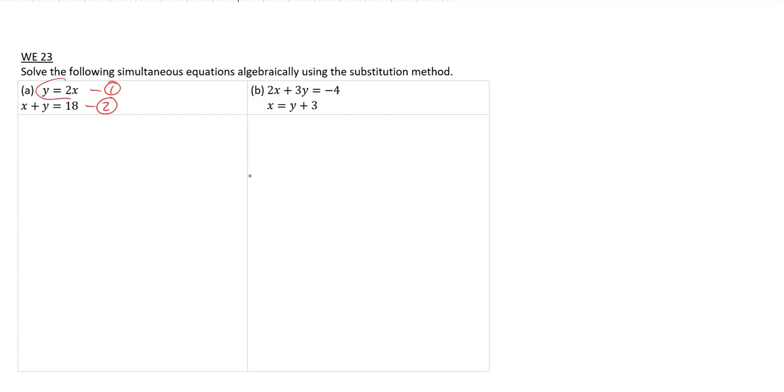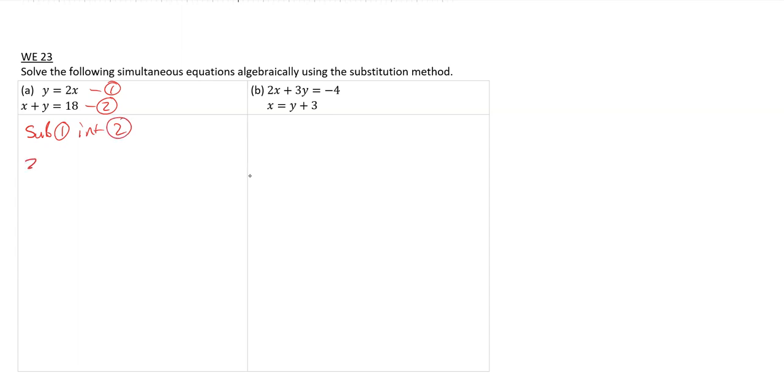Now, what do I know about equation 1? Well, I know in equation 1 that y equals 2x. And I know in equation 2, x plus y equals 18. Now, I've got two variables in this equation, and that's not great, but I have two variables in this equation too. Basically, what I'm going to do is, I know y is equal to 2x, so I'm going to replace this y with 2x. So I'm going to sub equation 1 into equation 2.